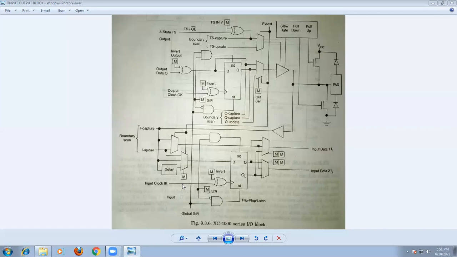In the next class, we can go to the Altera 10,000 series FPGA.